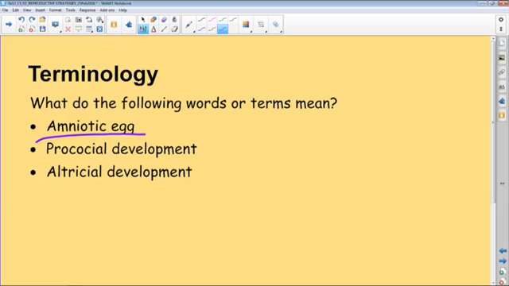The next few terminology words, we're making it easier and difficult at the same time. Okay, so the first one we're going to have a look at is amniotic egg. Now that one's cool. Then you're going to get your procoelic development, and then you get your altricial development. Now those two are quite cool. You need to think. It's words that you haven't heard before. They're very, very difficult. Let's see how good you are. I'm throwing you in the deep end, and let's see if you can swim. I'm going to give you 2 minutes for that. Ready? Off you go.